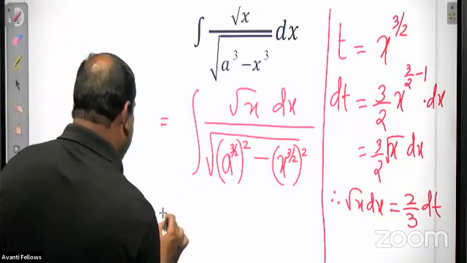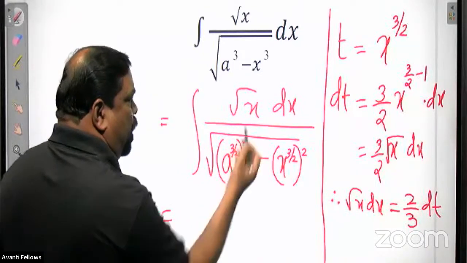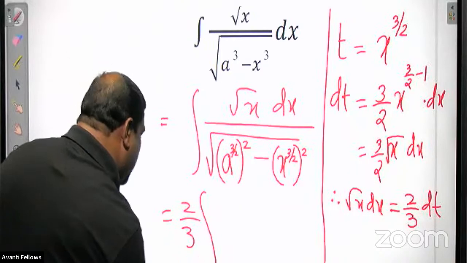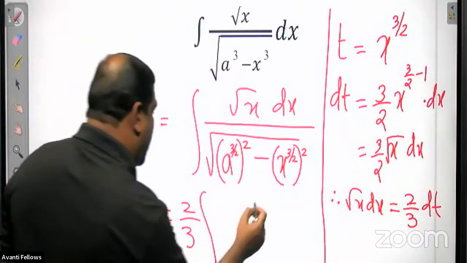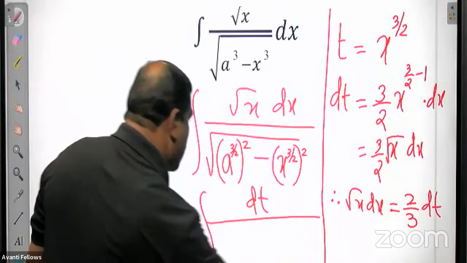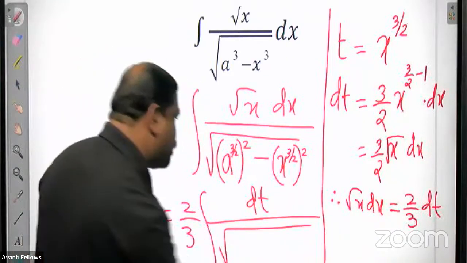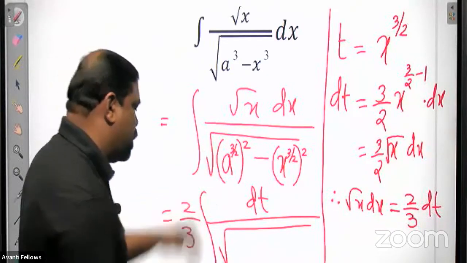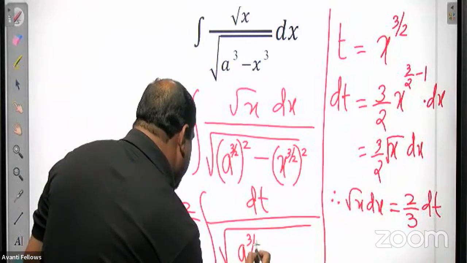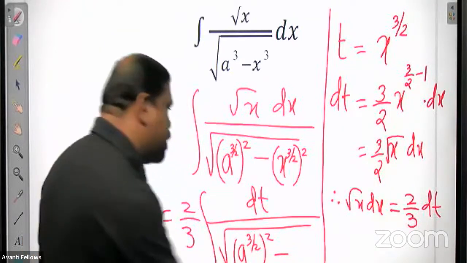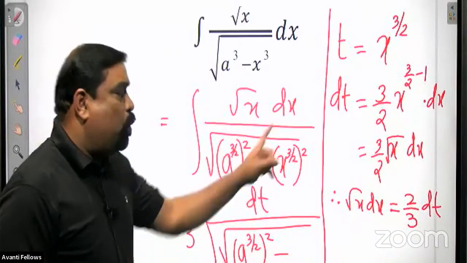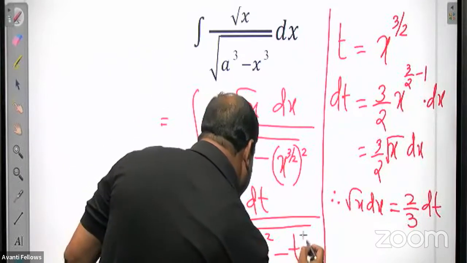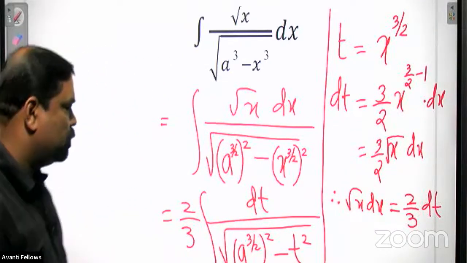So make this substitution here. This numerator becomes 2 by 3 dt. 2 by 3 is a constant, take it outside the integral. So dt upon root of a raised to 3 by 2 whole square as it is, no change, minus x raised to 3 by 2 whole square. X raised to 3 by 2 is t, that means this is t square.